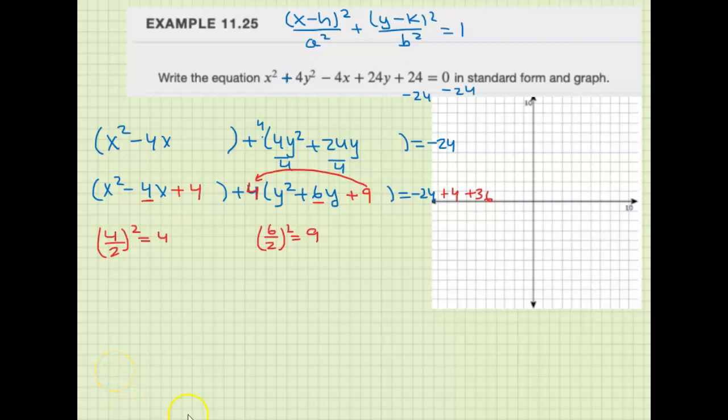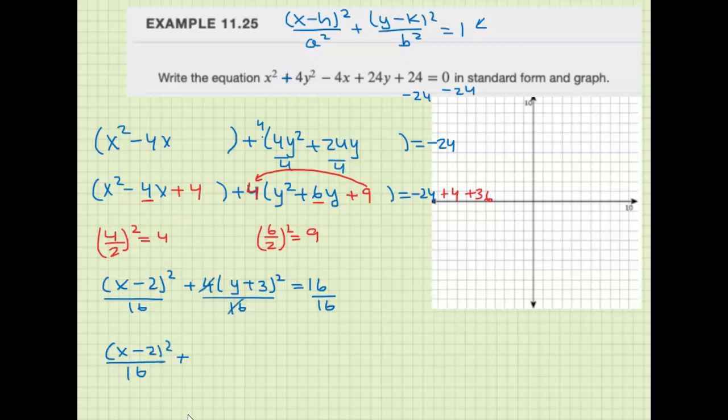Alright, cool. So we're going to write this in factored form, x minus 2 squared. We're going to write this 4, y plus 3 squared. Add up all these numbers. So this is 16. Alright, we're almost there now because we've got to make this into a 1. Right, so divide everything by 16. We have x minus 2 squared over 16 plus, these cancel out, or reduce, y plus 3 squared over 4 equals 1. Okay, cool.